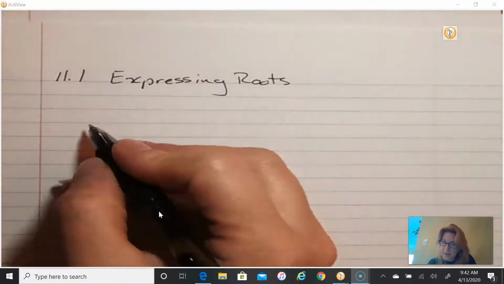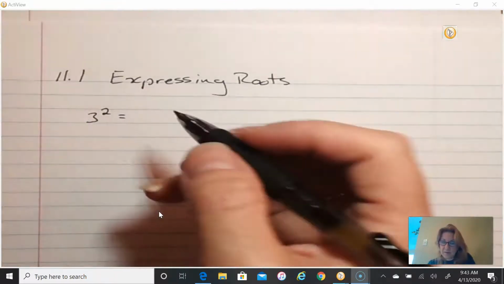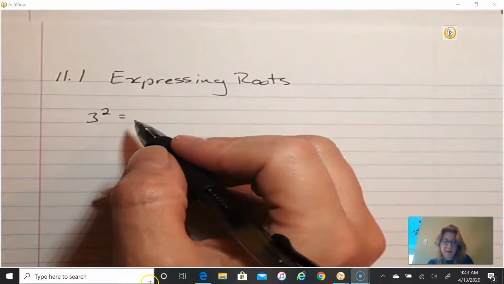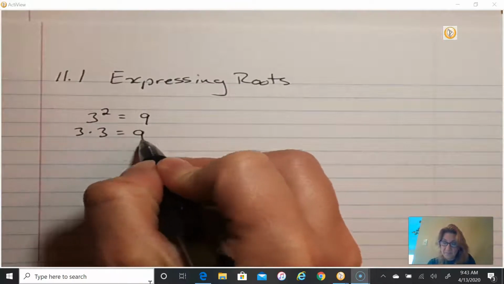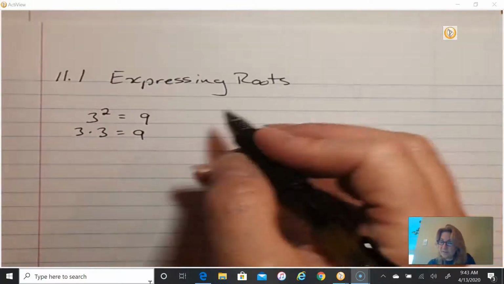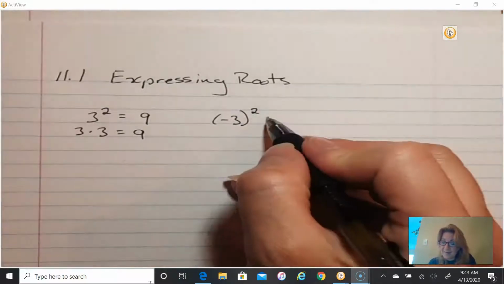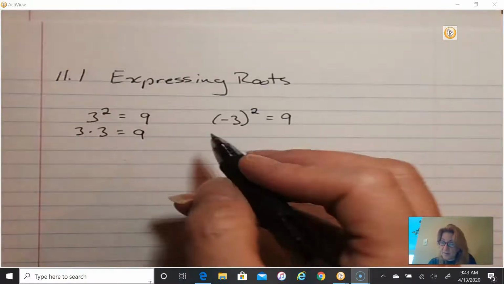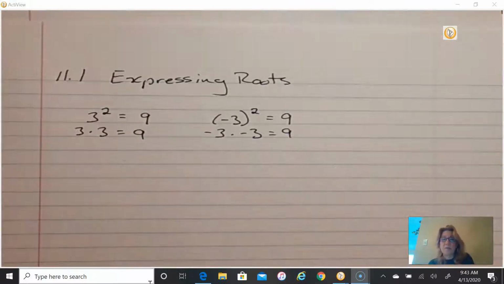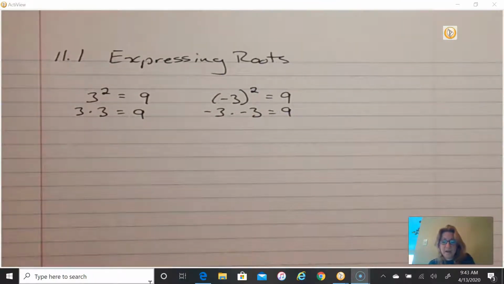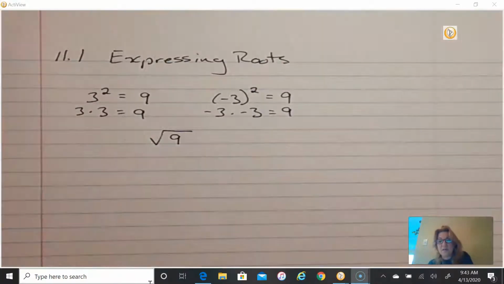For example, remember this. 3 squared. 3 squared is 9, right? It means 3 times 3. All right, now watch this. -3 squared. It's the same thing. It's also 9, positive 9. Because that's -3 times -3. Negative times a negative gives you a positive. Okay? All right, now, with that said, if I were to say, what is the square root of 9?